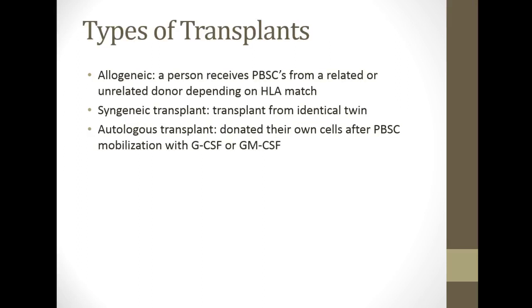A couple different types. We can have allogeneic. This is where a person receives peripheral blood cells from a relative or an unrelated donor that has a pretty close HLA match. We can have a syngeneic transplant, which would be from an identical twin. And we can even do an autologous transplant. This is donated from their own cells after a peripheral blood stem cell mobilization with growth factors.